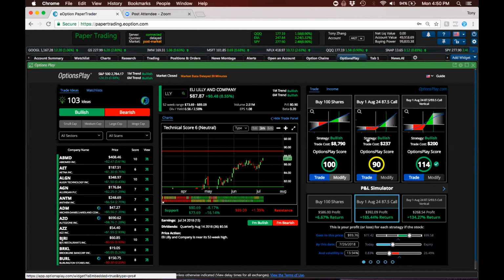So let's say you think the stock's going to really take off, you think it's going to go to $93 by earnings, and you see that this call strategy returns you 135% return, and you say, this is the trade that I want to make. One of the great things about the integration we've done with Regal Securities is you can trade directly from OptionsPlay.